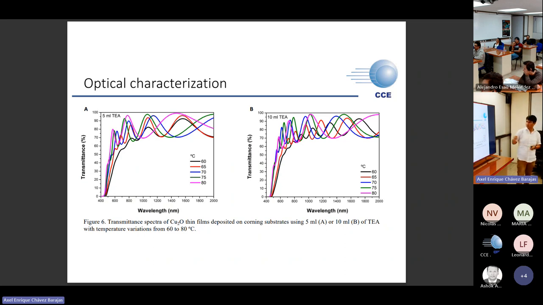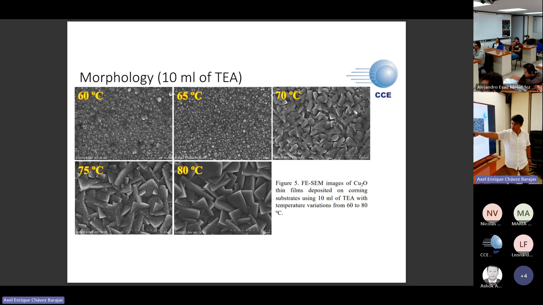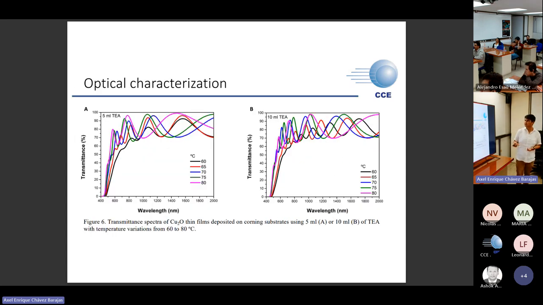Another aspect to remark on in this report is that, for example, if we take the black one that is deposited at 60 Celsius degrees, you see a very low amplitude. If we take the 80 Celsius degrees, we observe a very high amplitude. This is related with the morphology of the surface of the material. We observe a very rough material, with roughness on the surface, and we observe less roughness in the other. This is the explanation of that.